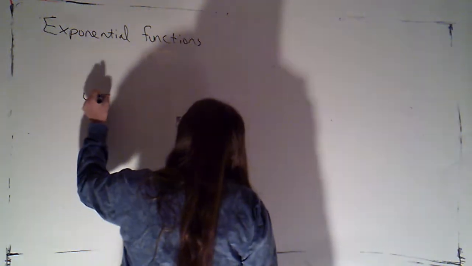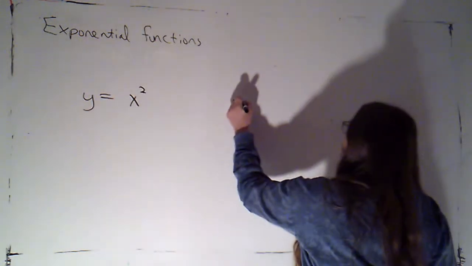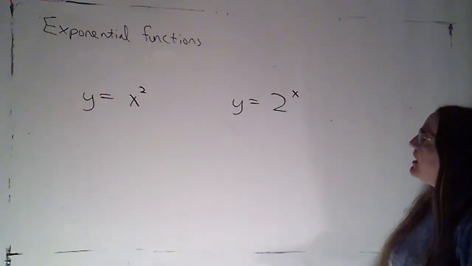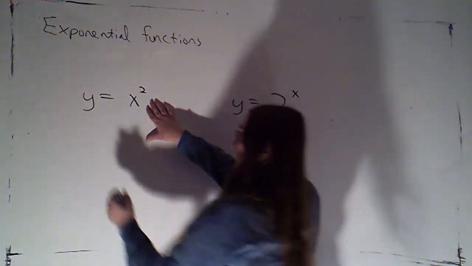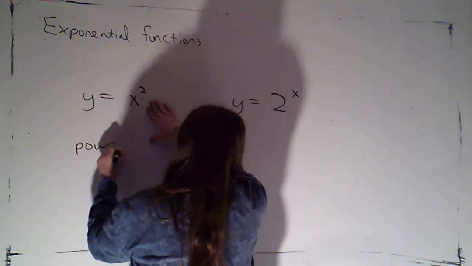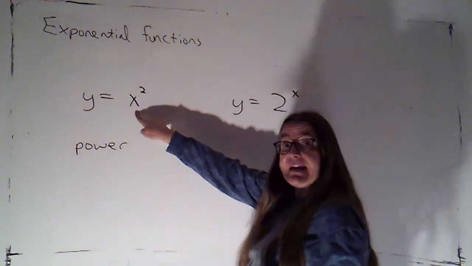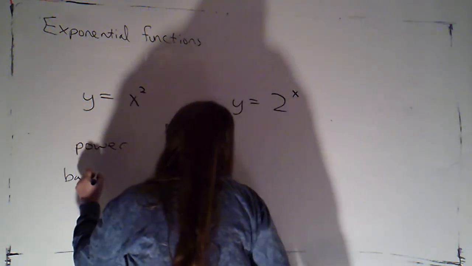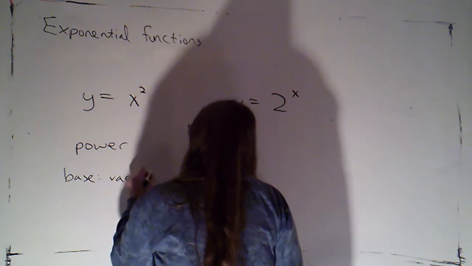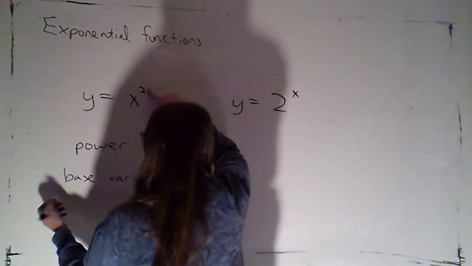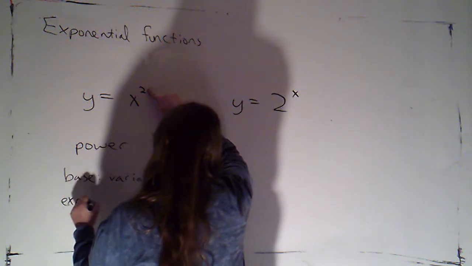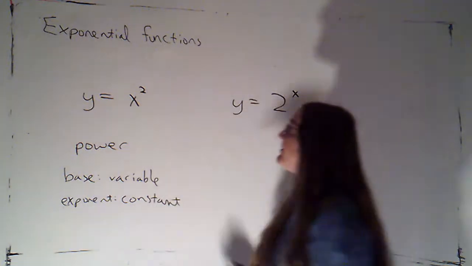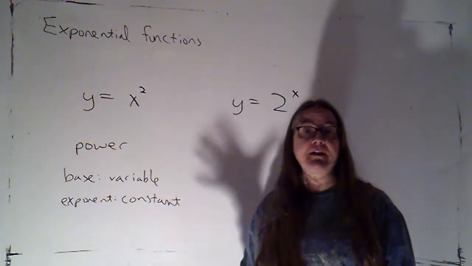So I want to just compare two functions that at first glance look fairly similar, but actually behave very, very differently. Y equals x squared, that is a power function. There, the base is x, so the variable is in the base. The power, the exponent, that's what's constant. Okay. And in this case, we actually call this a power function.